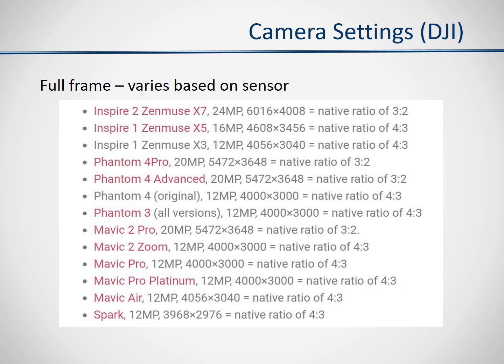There are a number of camera settings that you want to get familiar with. If you're shooting photography and videography, you might shoot in 4:3, you might shoot in 3:2, depending on what you want your end products to look like. But when you are mapping, you want to make sure you shoot full frame. These different sensors all have different native ratios. So make sure you take a screenshot of this or write it down in your own manuals or your own cheat sheets so you don't forget which aircraft have which ratios.